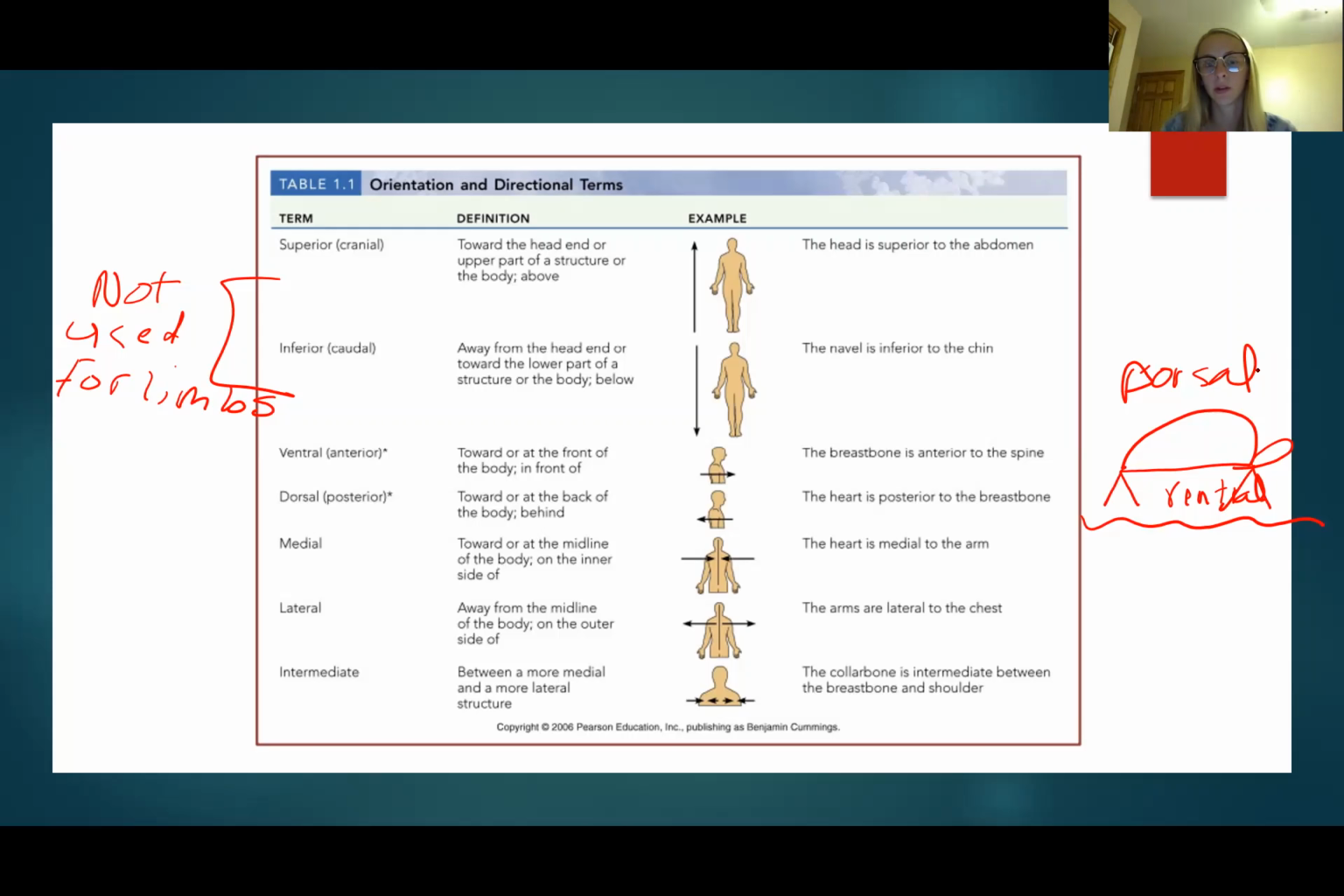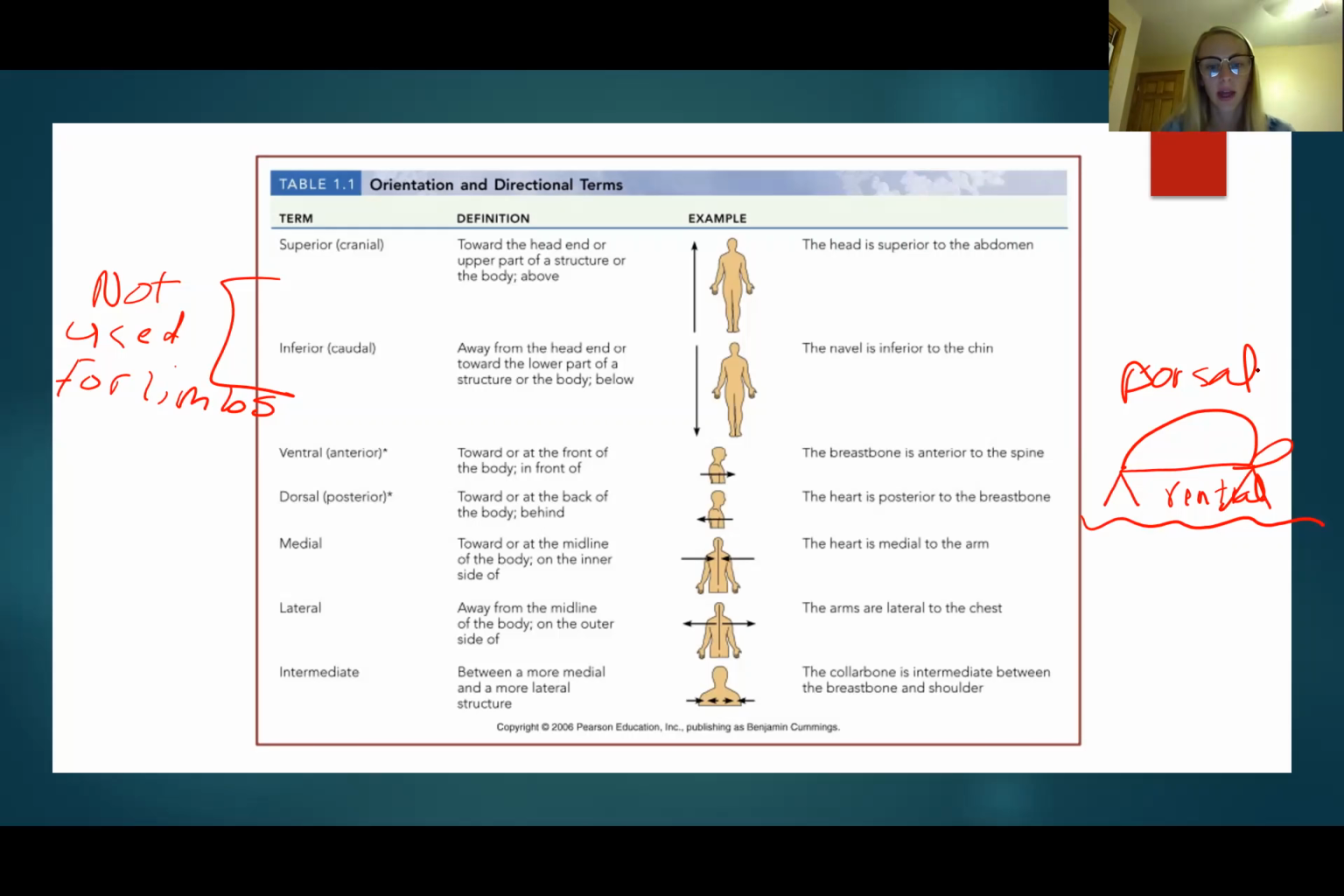Lateral. So when we think of lateral, we need to think of away from the middle. So we can have 2 lateral sides. We can have your left and your right arm, but both are going to be lateral to your chest. Lateral is meaning towards the outside of the body, away from the middle, away from the midline.